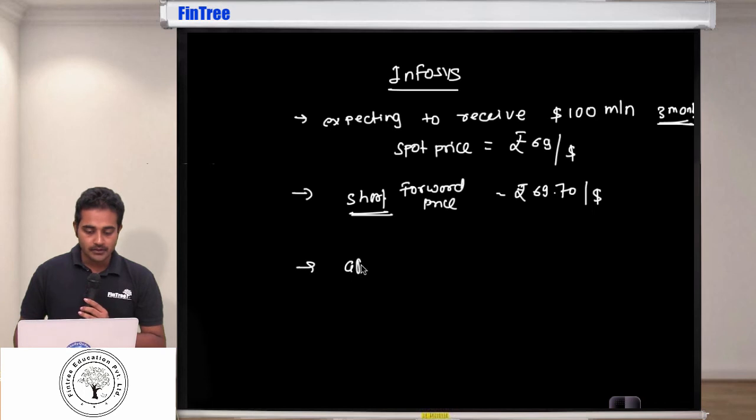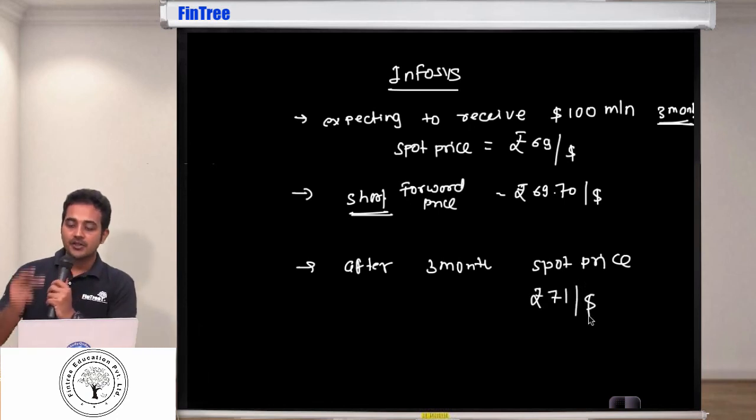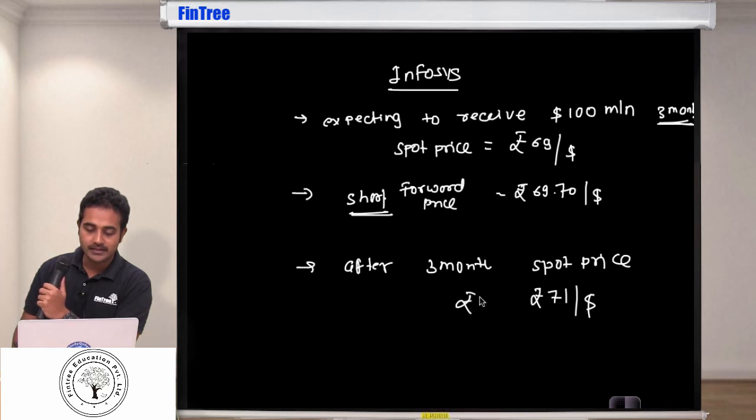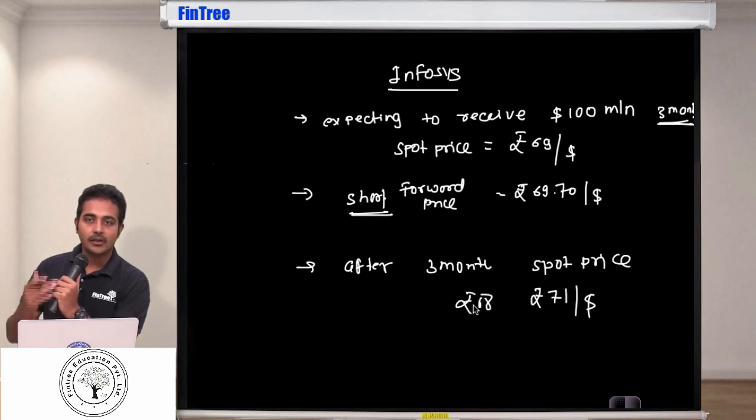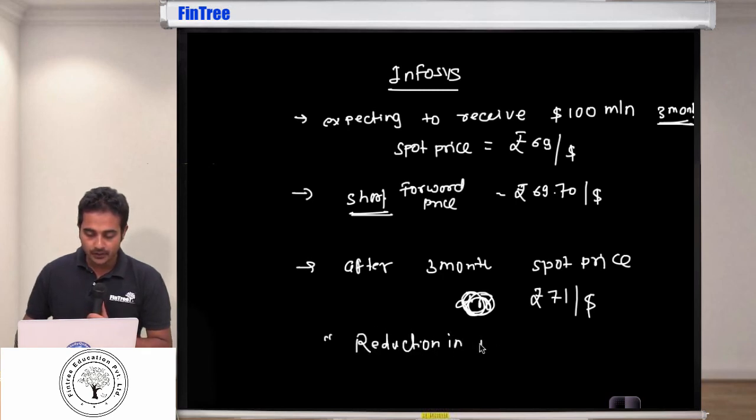Now, after three months, the spot price in the market turned out to be rupees 71 for a dollar. So at what price will Infosys be able to convert their USD? 69.70. But had they not hedged, at what price would they have converted? 71. Which means hedging came at the cost of this potential profit. However, instead of 71, it could have also been 68. So hedging is reducing that uncertainty, but it is also killing your potential profits. This is what we will say is reduction in potential profits. So you can write down this example quickly.